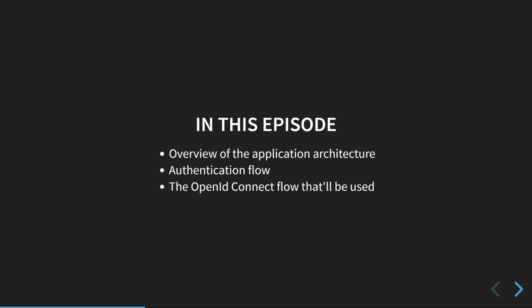Specifically in this episode of these 5 episodes, we'll see an overview of the application architecture so far and how we'll put it all working together. We'll see how the authentication flow will work, and we'll take a look at the OpenID Connect flow that will be used, because we have various options, and I chose one for this case, but there are other options. I'll just take a look at the option I took, but remember, there are others and maybe better for your situation or not.